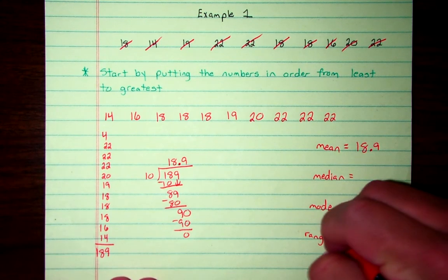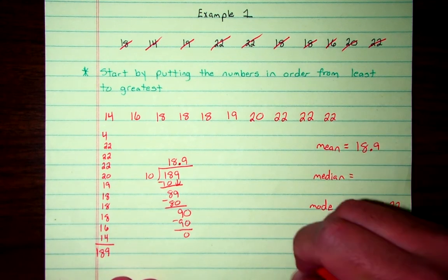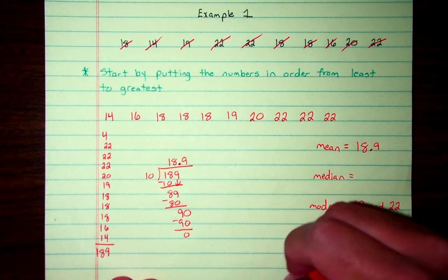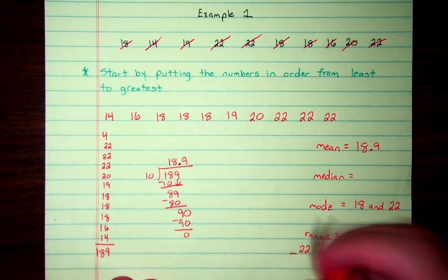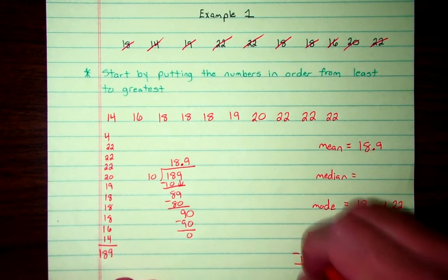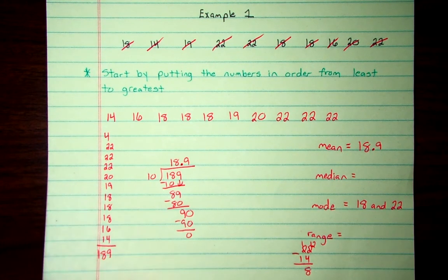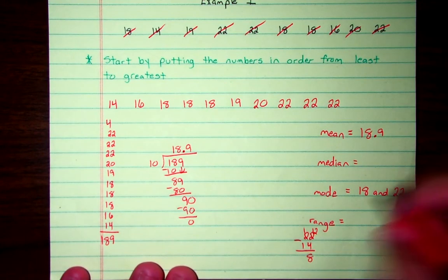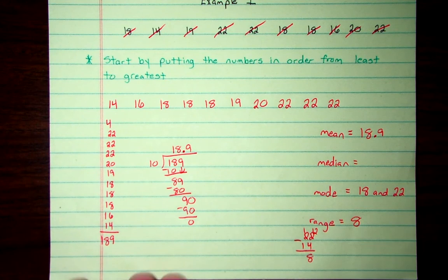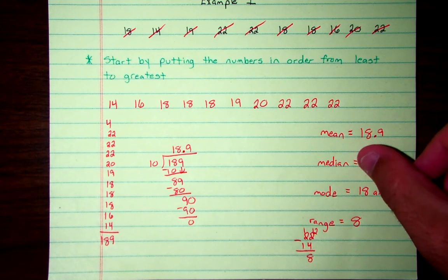All right, your range is your biggest number minus your smallest number. 22 minus 14 would give you 8. You have a range of 8. All right, the last thing we have to do is find the median.